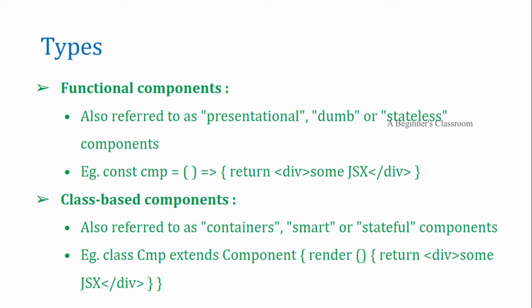In a class-based component, we create a JavaScript class which extends the Component class, and inside that we use a React method called render, which will further return some JSX code. This is referred to as a stateful component. This is just a theoretical explanation. Let's see how we can implement and use it in our application.